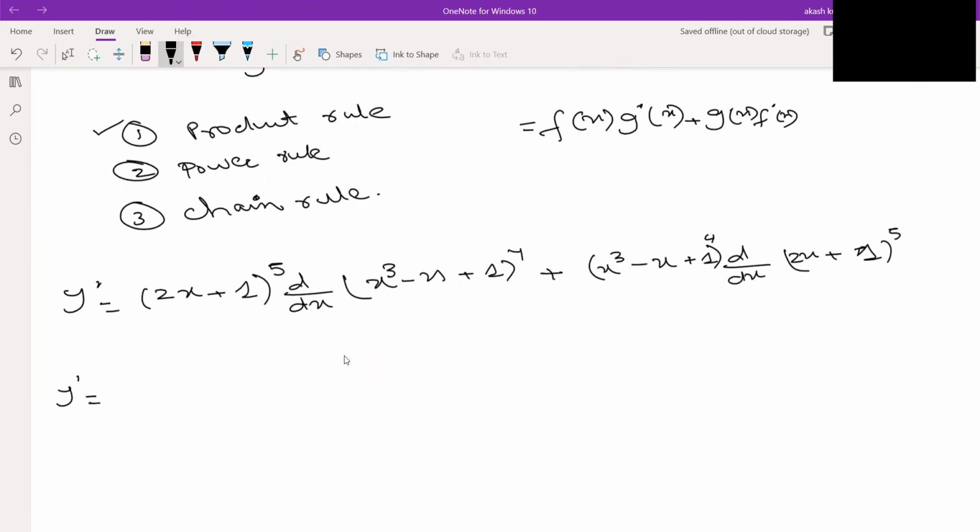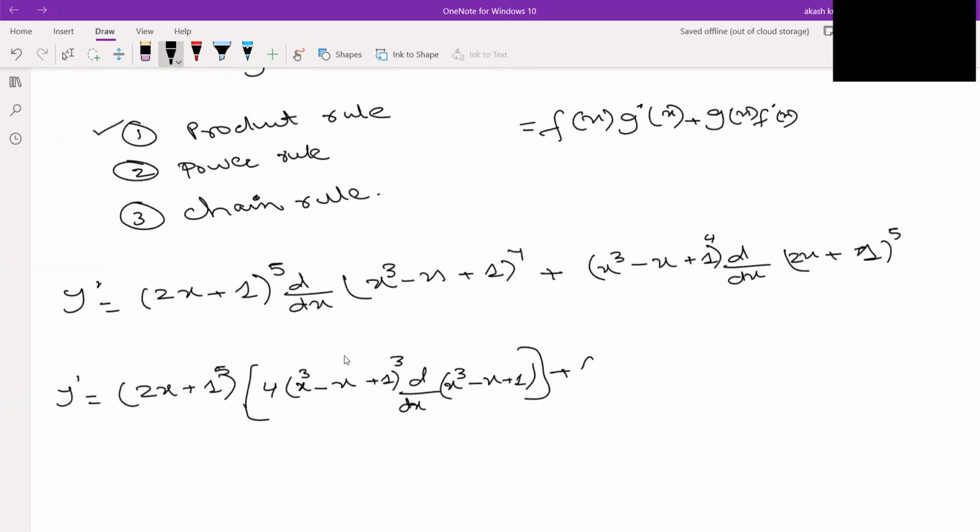y dash will be (2x plus 1) whole power 5. Now the power rule will be used here. Power first, and then minus 1 from the power, so it will be (x cube minus x plus 1) power 3, right? Yeah. And then taking the derivative of the inner function, applying the chain rule here. Is it clear? Yes. Okay.